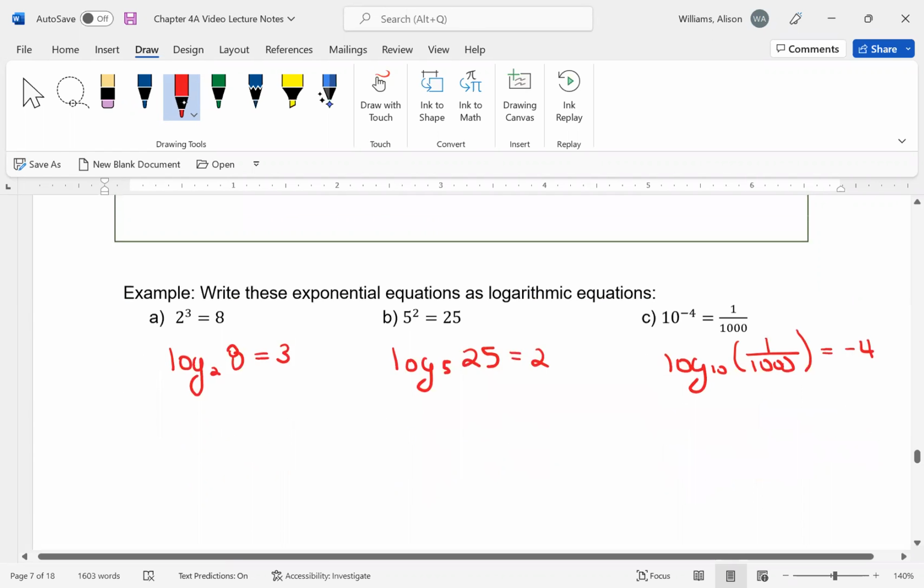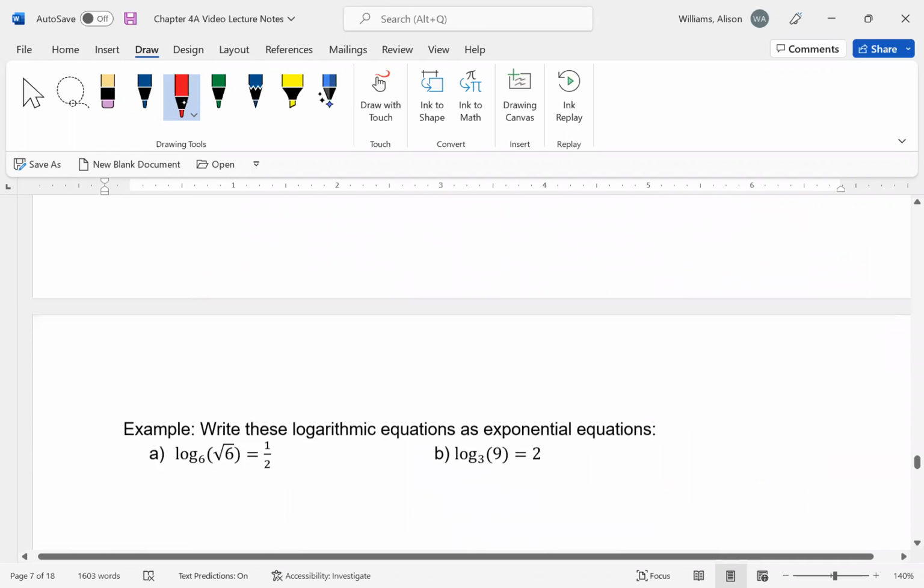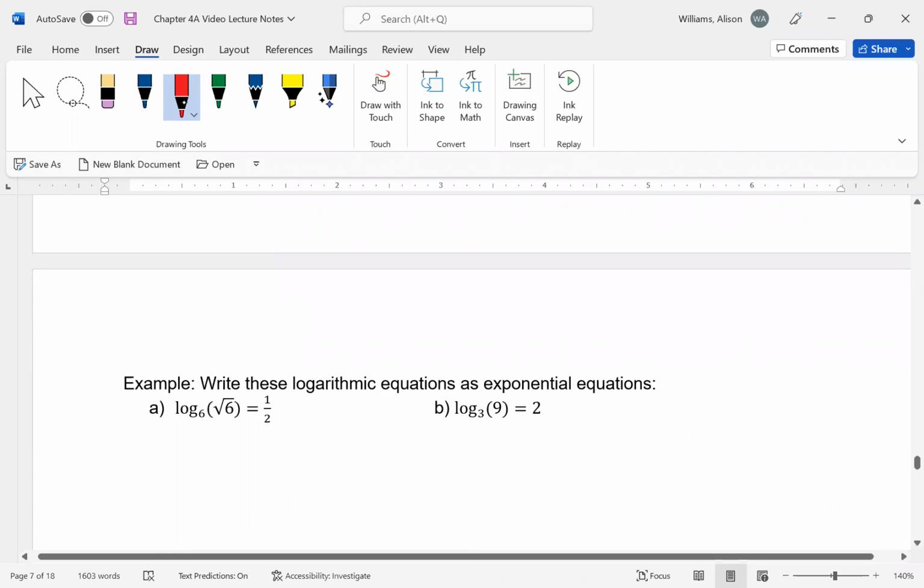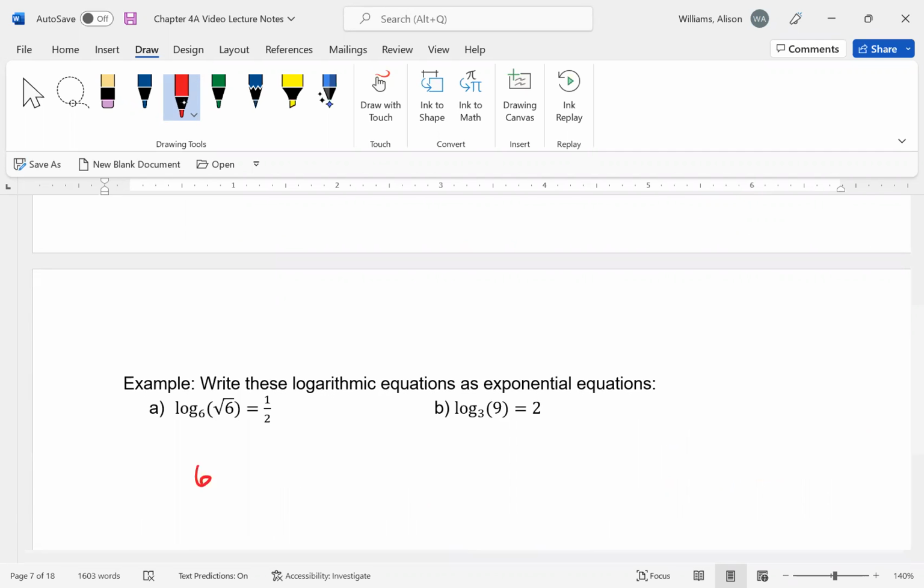So let's look at a logarithmic example and switch it to exponential form. So this log in exponential form would be 6 to the 1/2 equals the square root of 6. That's the exponential version of that logarithm. And actually, it makes sense, right? That literal statement is a true statement.